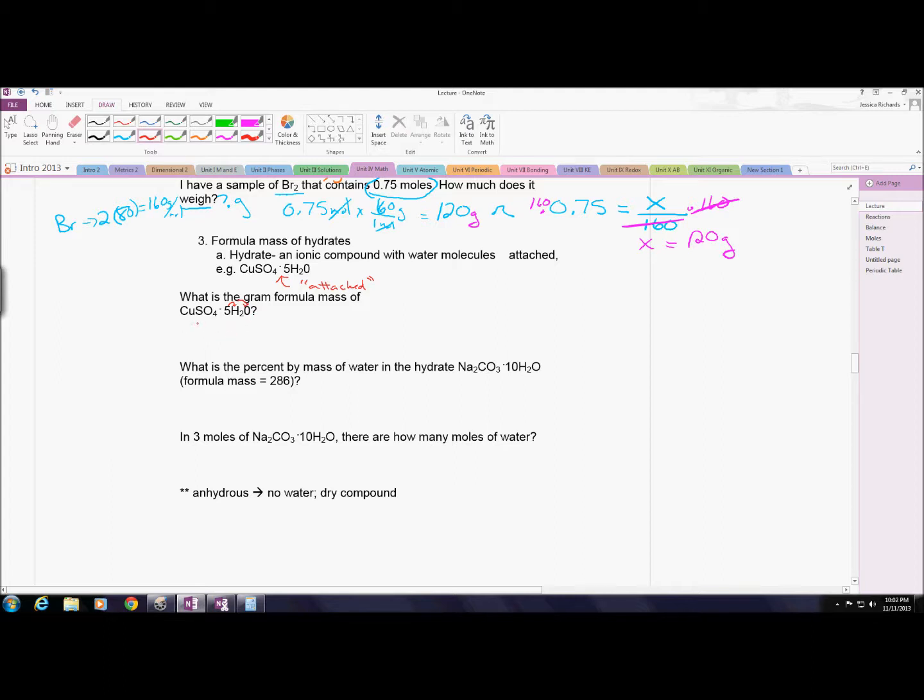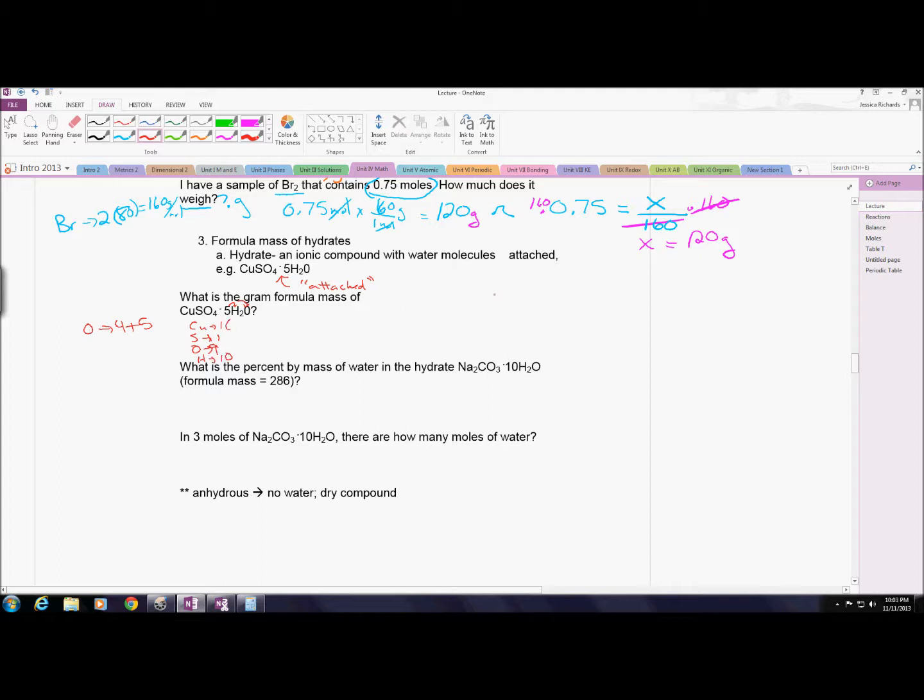So the first way is to just count all of the pieces. So you have 1 copper and 1 sulfur and 4 oxygens plus the 5 oxygens from over here, so a total of 9 oxygens, and then 5 times 2, 10 hydrogens.